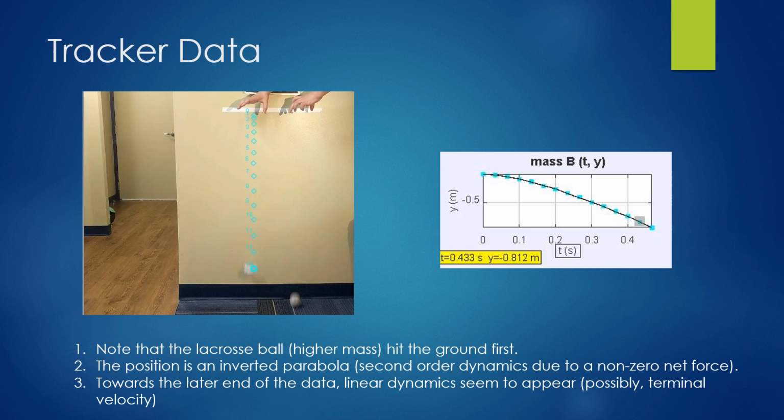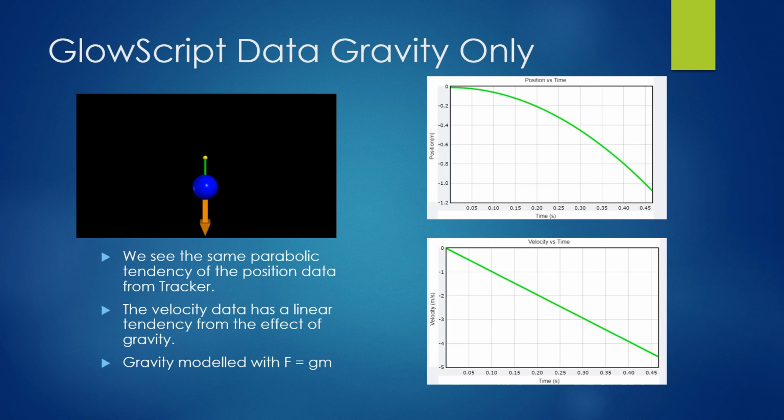I chose to flatten the paper after crumpling it in order to try to make it fall down as straight as possible. Note that the lacrosse ball has a higher mass and it does hit the ground first. The position, as shown in the graph on the right, is an inverted parabola demonstrating second-order dynamics due to a non-zero net force, and towards the later end of the data, linear dynamics seems to appear, possibly indicating terminal velocity has been reached. I constructed a computer model only taking into account the force of gravity.